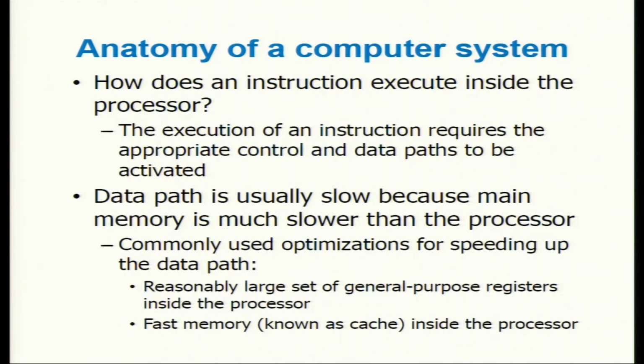Now the data path is usually slow because main memory is much slower than the processor. So commonly used optimizations for speeding up the data path involve the following two. First of all, you can have a reasonably large set of general purpose registers inside the processor for storing these values, which avoids going to the main memory every time. And you can have fast memory known as cache inside the processor. That also helps you have data inside the processor so that you don't have to go to main memory. So we'll talk about these two things in more detail.